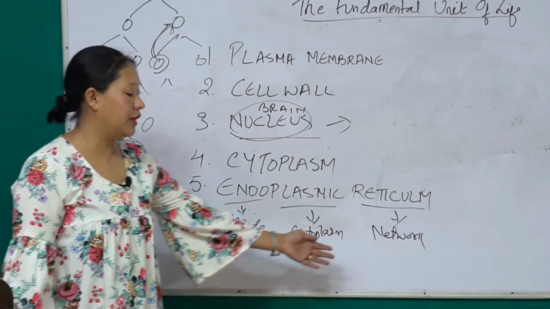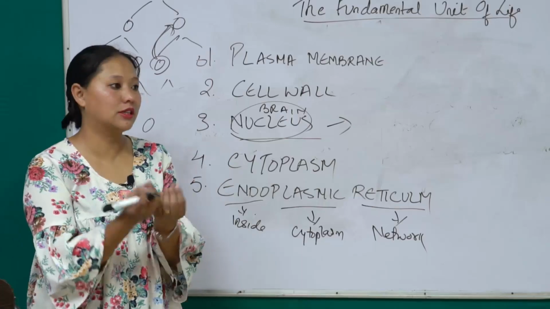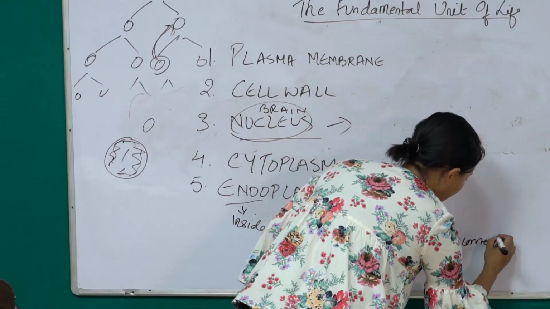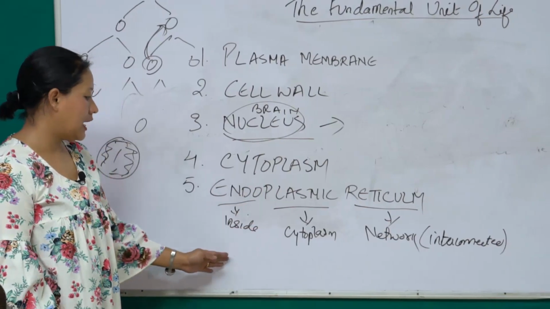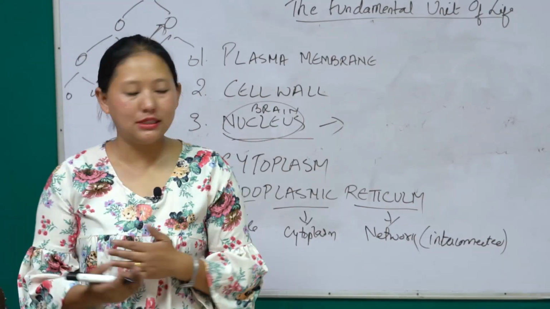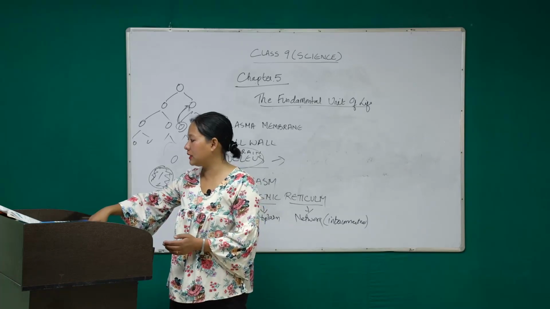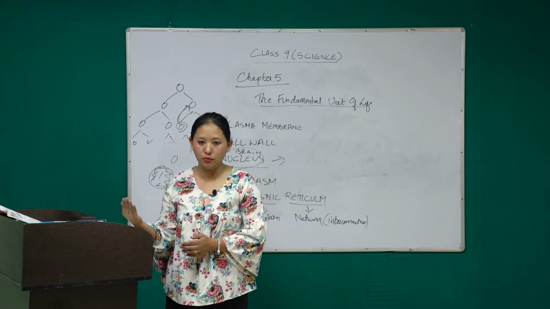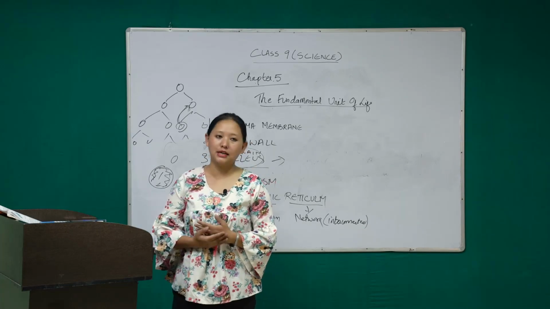So now again, what is network? Network means not single, right? It is interconnected. Anything which is interconnected, we call it a network. So we can define endoplasmic reticulum as a network of something that is present inside the cytoplasm, or we can define endoplasmic reticulum as a complex network of membrane-bound tubules which are present inside the cytoplasm.